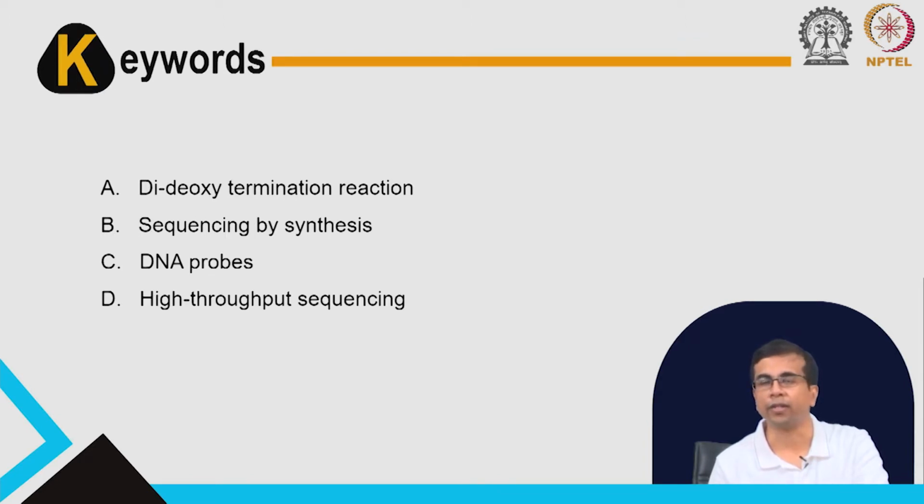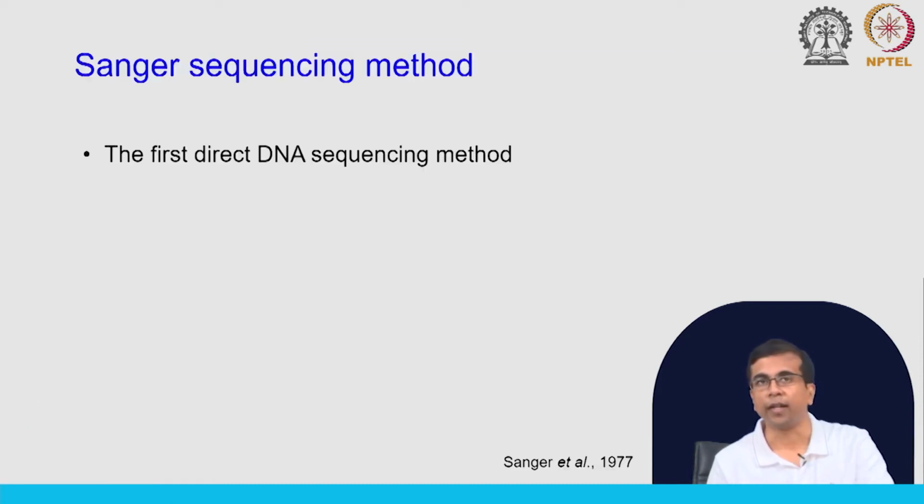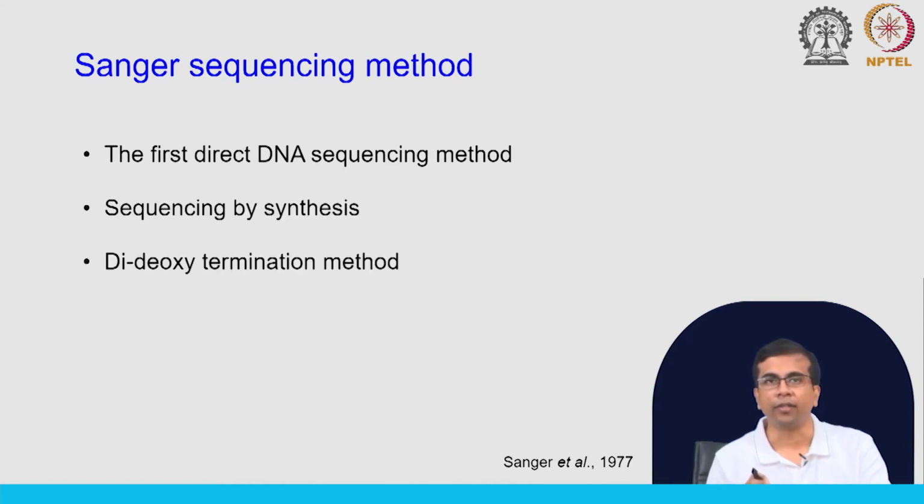These are the keywords we will come across: dideoxy termination reaction, sequencing by synthesis, DNA probes and high throughput sequencing. Sanger sequencing is the first direct sequencing method, proposed in 1977, and there was a Nobel Prize for it because this method had so much impact. It allowed us to first look at the bases of DNA molecules, so we could read these bases one by one. Okay. So, how does this method work?